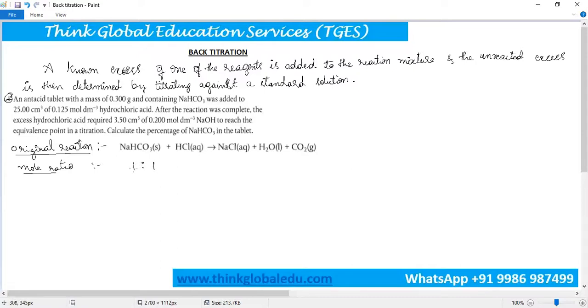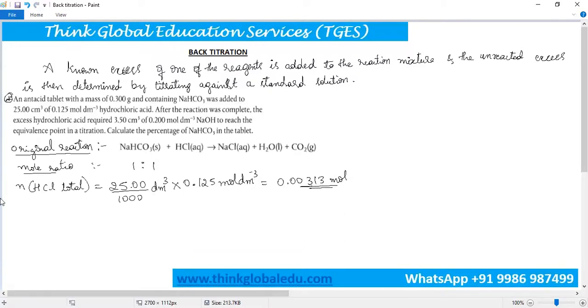So now we have to calculate the number of moles of HCl added to the reaction chamber. The number of moles of HCl totally added can be obtained by multiplying the volume and its concentration, which is given, and will be equal to 0.00313 moles.